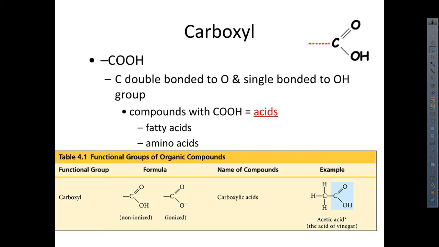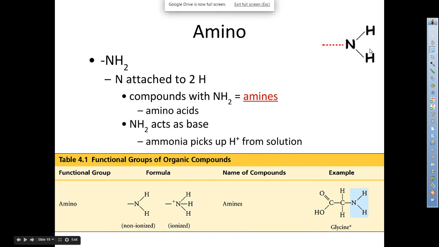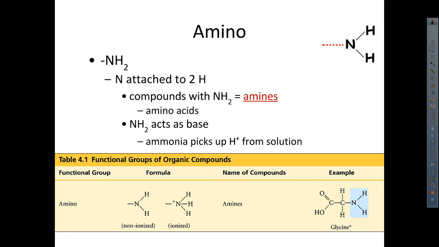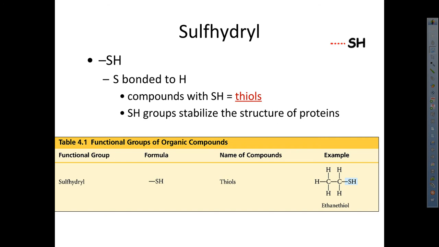Here is an amino group. It's a nitrogen with 2 hydrogens. And this is again found in amino acids. And so all of our proteins have this amine group in them. Sulfhydryls are also found in proteins. They help to stabilize the tertiary structure of a protein. We'll talk more about that later. So it's a sulfur bonded to a hydrogen, and this compound is called a thiol.